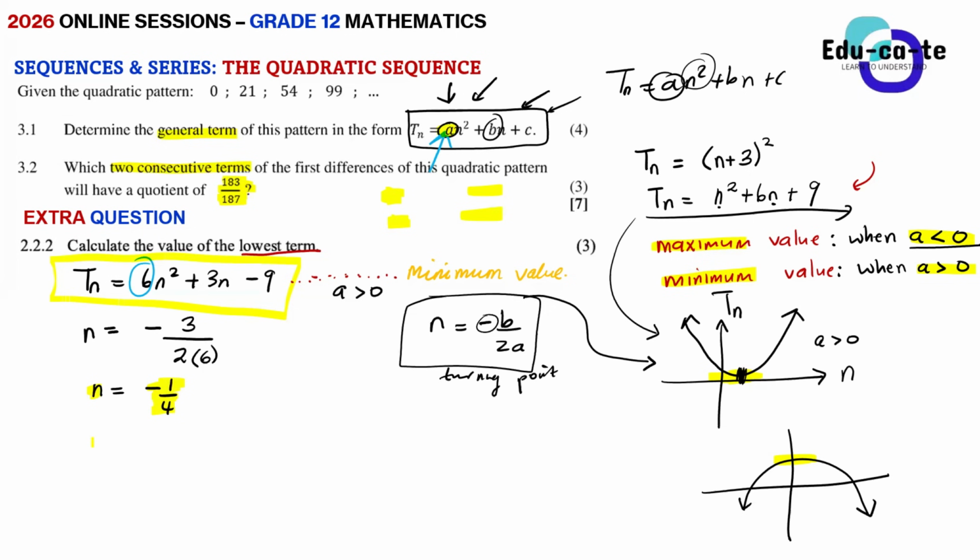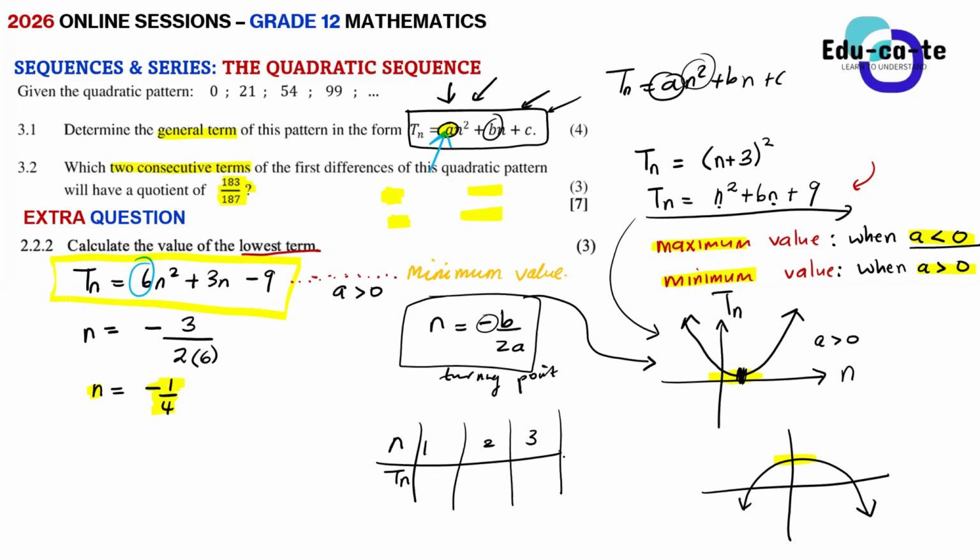The lowest value cannot be negative 1 over 4. We can never have a lowest value, guys. That's why at first, do you still remember, guys, when I told you to enter the values of n and give me the values of tn? What did we find? I just want to go back again for the last time.